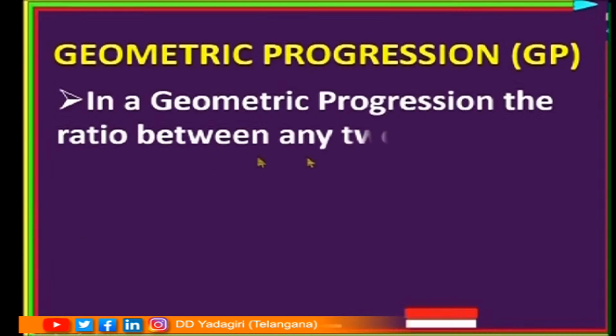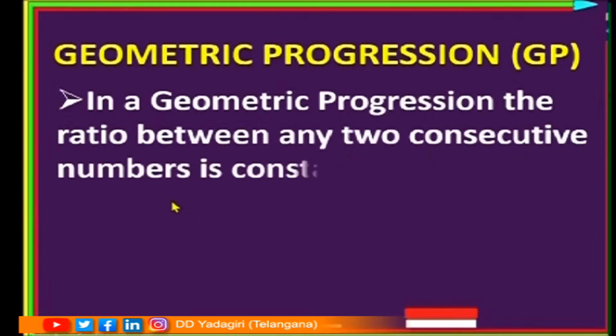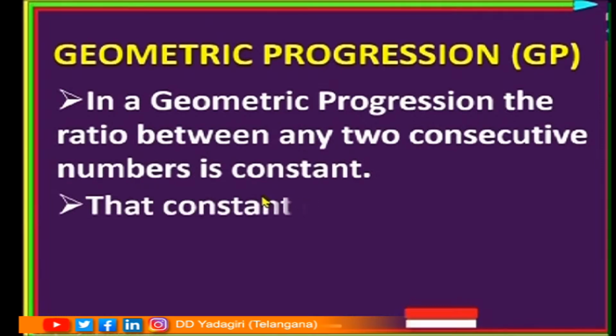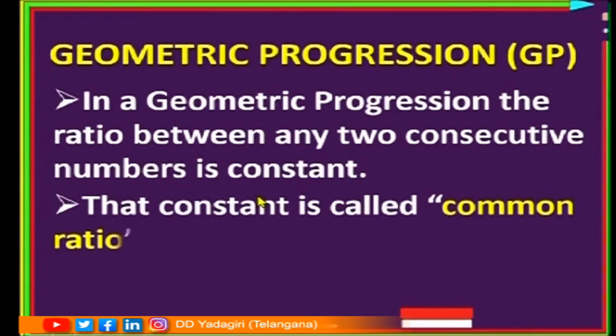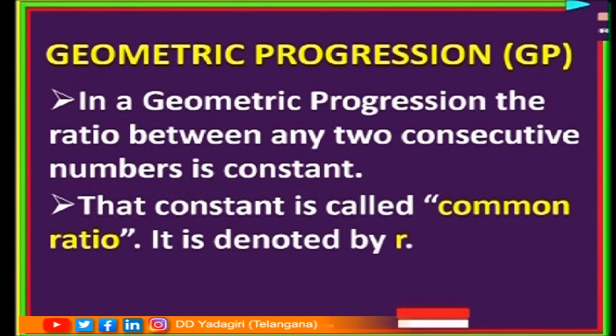Okay, next what is common ratio? In a geometric progression, the ratio between any two consecutive terms is constant. So if we divide the second term by the first term, the third term by the second term, that ratio is constant. That ratio is called the common ratio, and it is denoted by r.